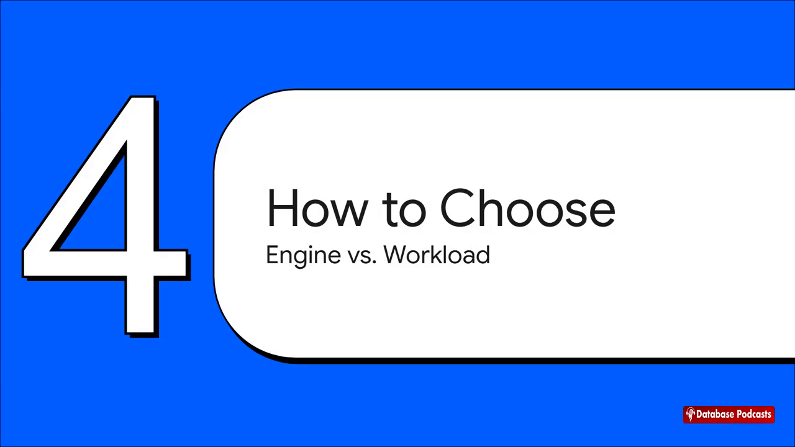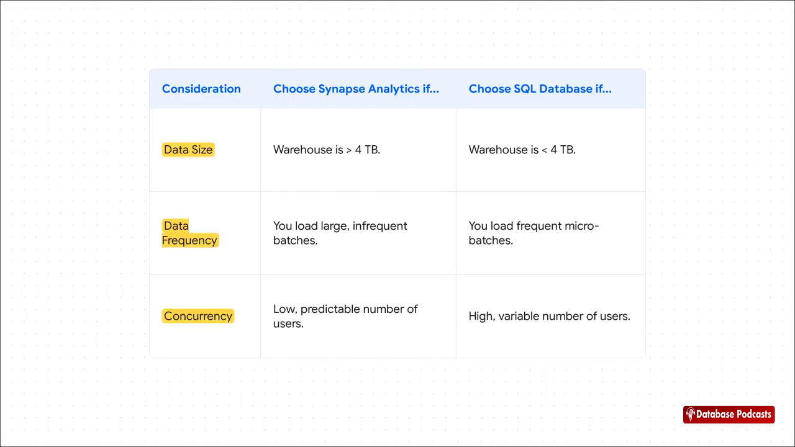Okay, so after all that, how in the world do you actually make a choice? Let's break it down. It really comes down to just 3 key questions you need to ask yourself. Question 1. How big is your data? Are we talking more than 4 terabytes? If so, Synapse is probably your starting point.